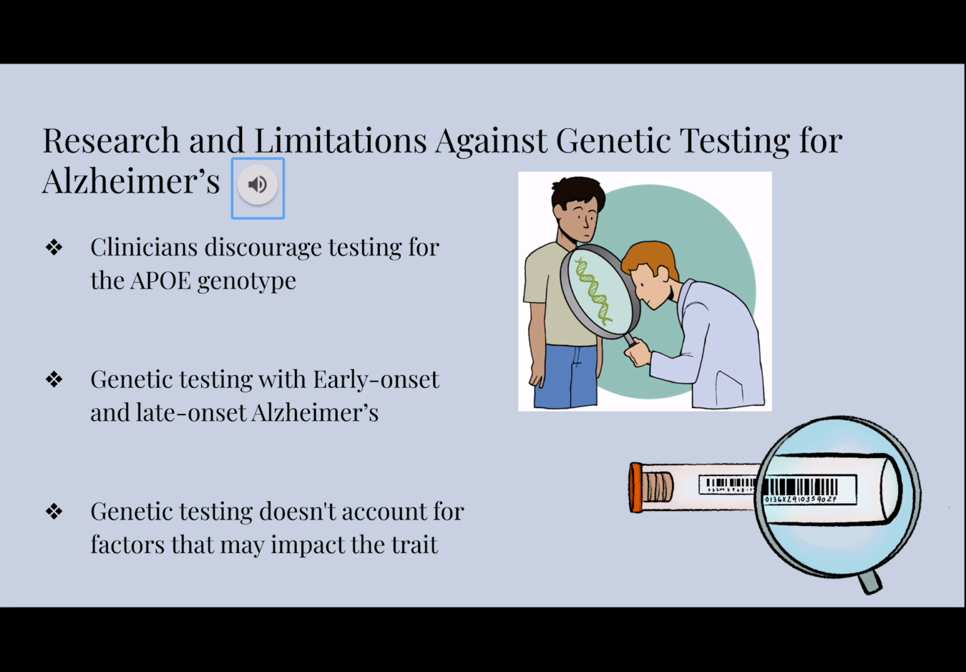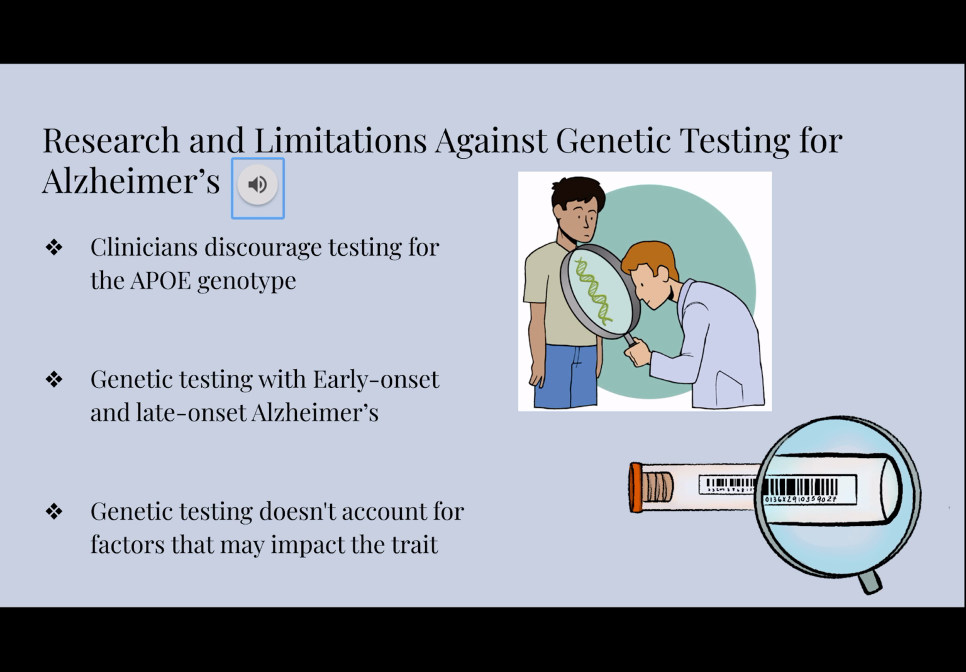Clinicians discourage testing for the APOE genotype. The Alzheimer's Association also doesn't recommend testing for Alzheimer's to the general public. Testing for late-onset Alzheimer's won't give a very accurate indication of whether someone will develop Alzheimer's. The risk of getting Alzheimer's increases with age. This means it's mostly caused by a combination of factors that occur over time as we live our lives, not necessarily by our genes alone.